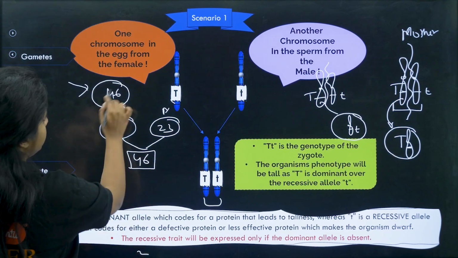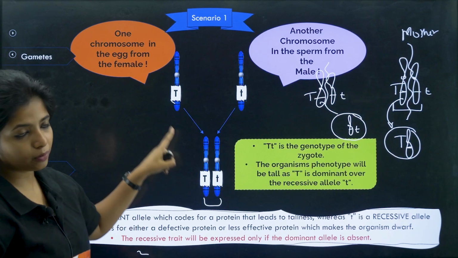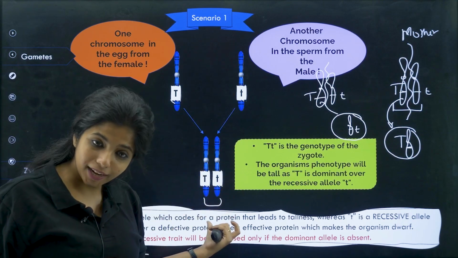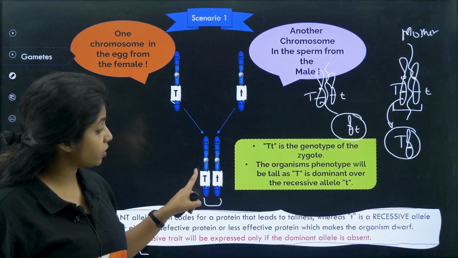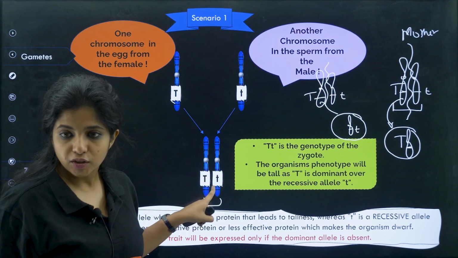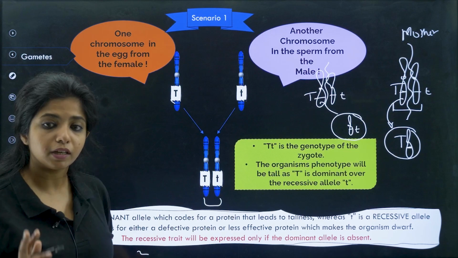Now let me explain. So I got a chromosome from here, a chromosome from here, again I have a pair. Now over here what will be the character, children? This will be tall. Why? Because this is capital T. Capital T will be dominant. So it will be capital T small t. What is the genotype? Capital T small t. What is the phenotype? It is tall.